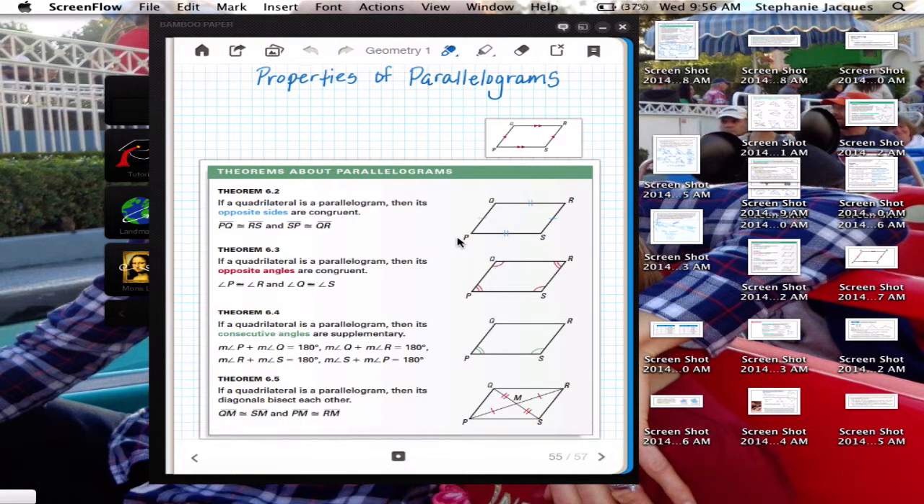Today we'll be talking about properties of parallelograms, and basically all a parallelogram is, and I'm using the example over here which is PQRS, is that both pairs of opposite sides are parallel.